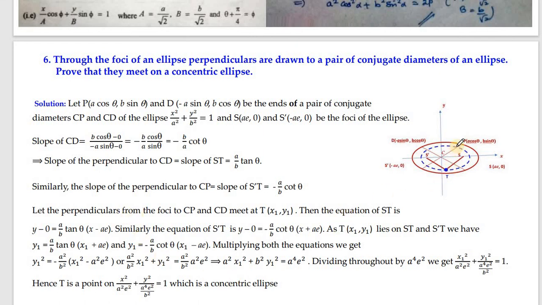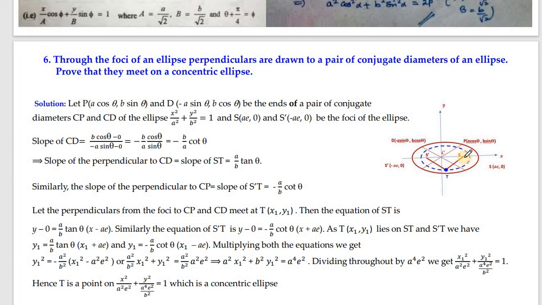We consider the slope of CD, we have got it, as b cos theta by minus a sin theta. Similarly, the slope of CP can be obtained, and that is given by minus a by b cot theta. The first one is a by b tan theta, and this is this. Now let the perpendiculars from the focus be drawn.